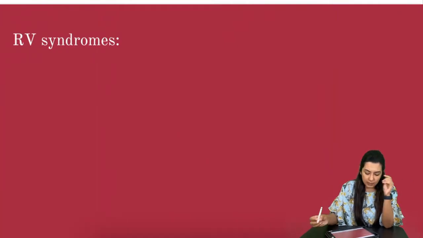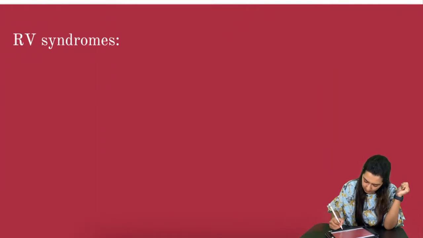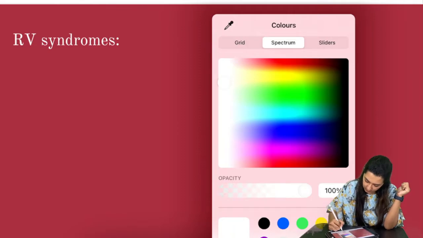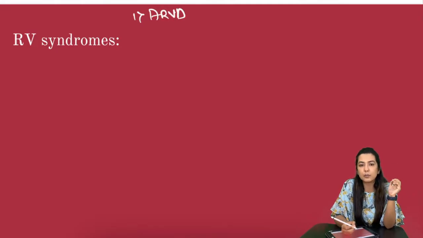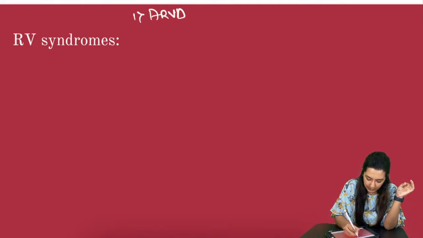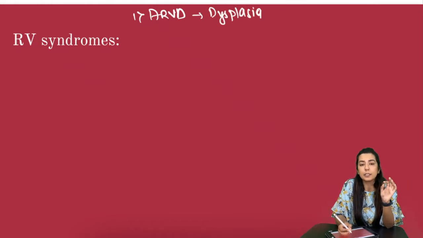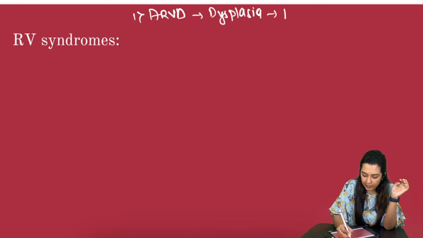Now we'll discuss RV syndromes. There are two important syndromes that I want to discuss here. First is ARVD. What is ARVD? It is arrhythmogenic right ventricular dysplasia. It is a dysplasia of the right ventricular wall where myocardium is replaced by fibrofatty tissue, and it leads to arrhythmias.